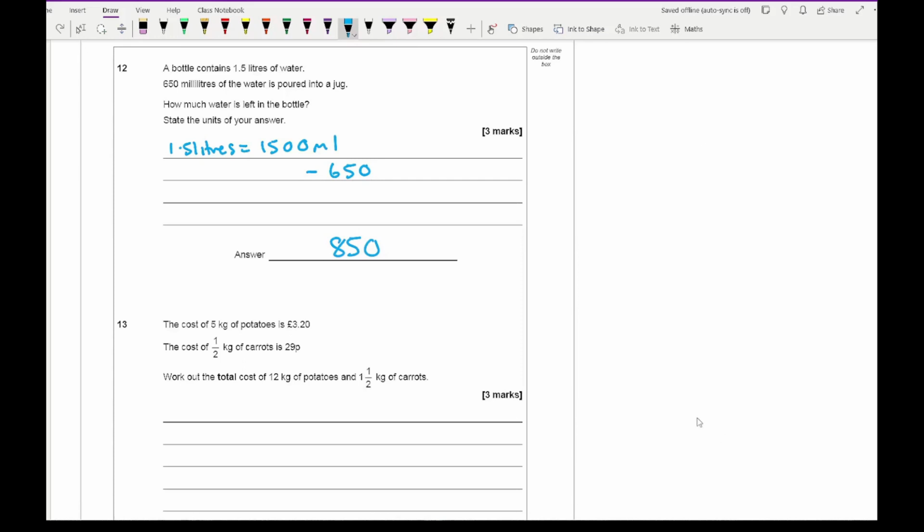And we need to make sure we're writing the units, which is in millilitres. Or if you were working in litres, it would be 0.85 litres.